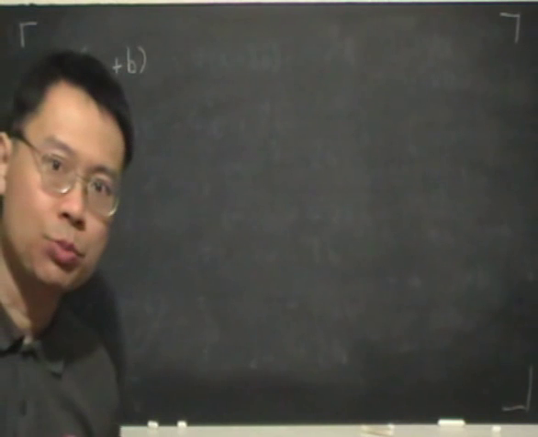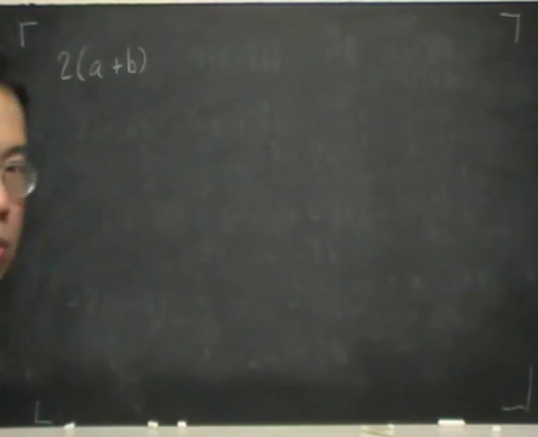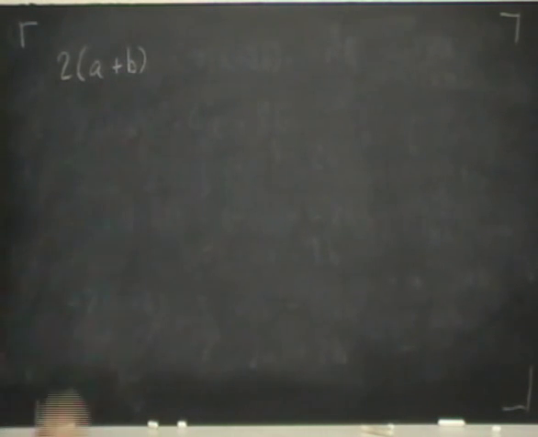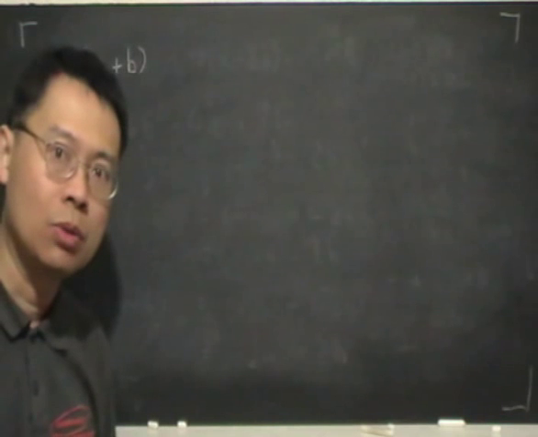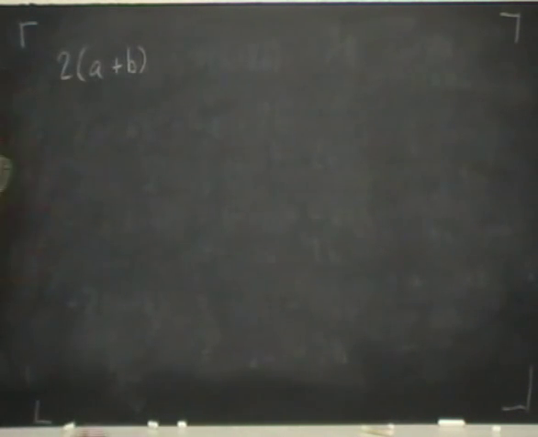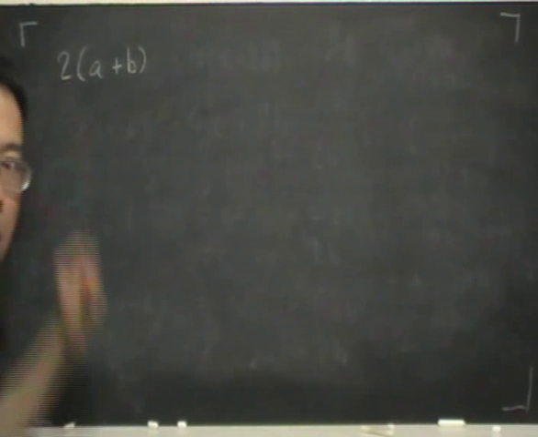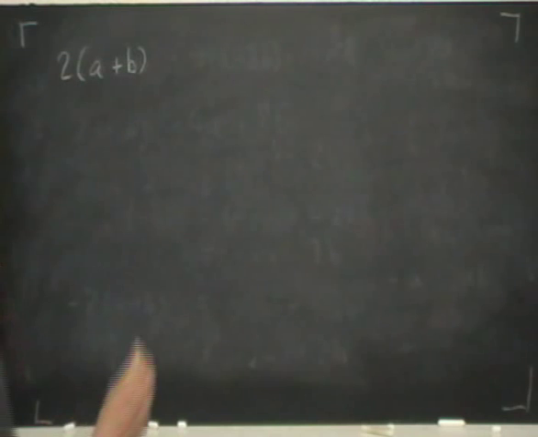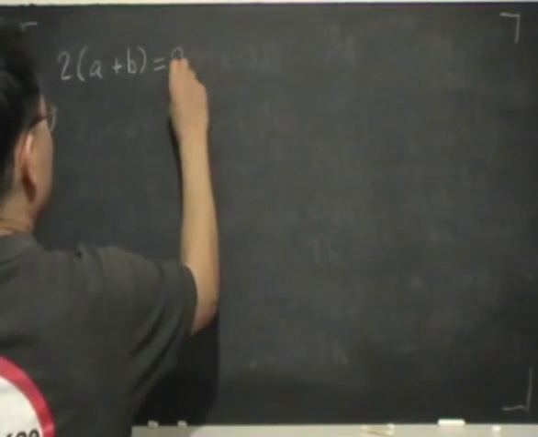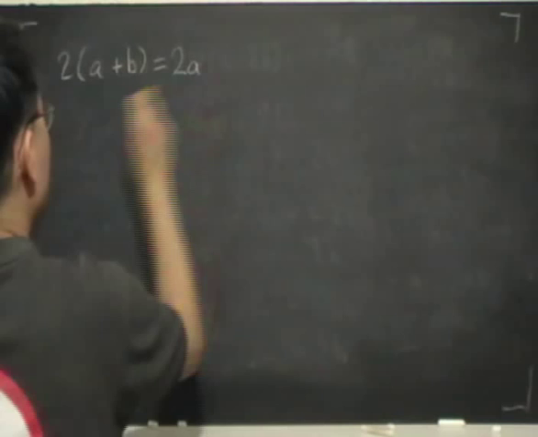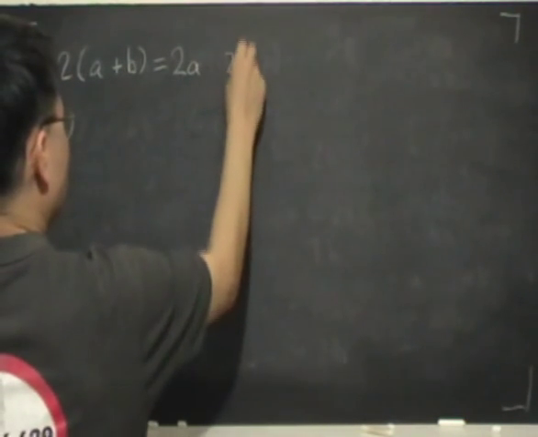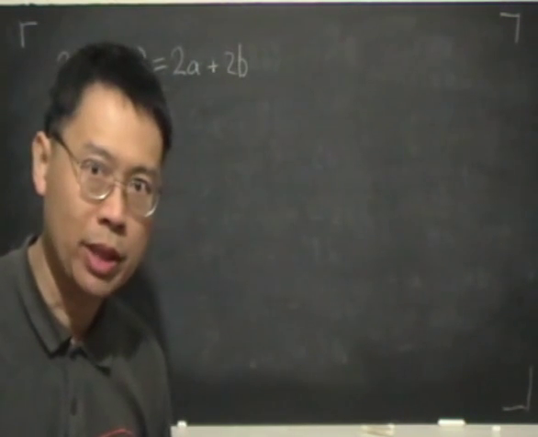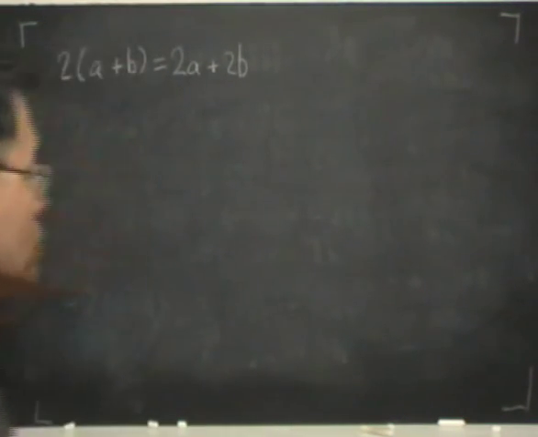If I have an expression like that with a 2 outside a bracket and a plus b in the bracket, we know how to remove the brackets. We multiply the number outside the bracket by each term in the bracket. 2 times a, 2 times b, and add them. That's removing the bracket. So what is factorization?